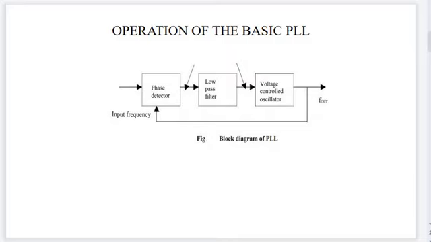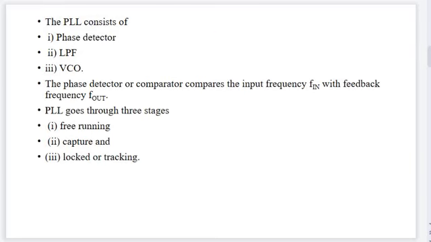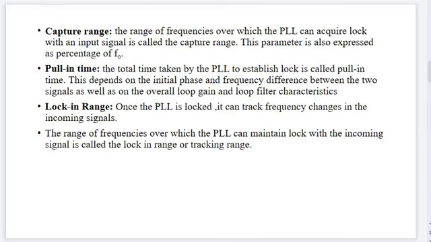The basic PLL circuit consists of three blocks: the phase detector, low pass filter and voltage controlled oscillator. The phase detector or the comparator compares the input frequency with the feedback frequency F out, and the PLL goes through three stages, that is the free running stage, capture stage and locked or tracking stage.